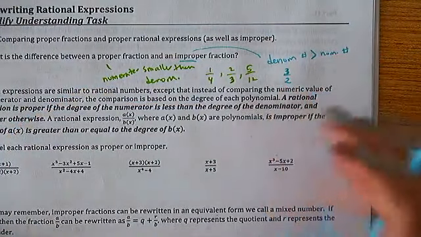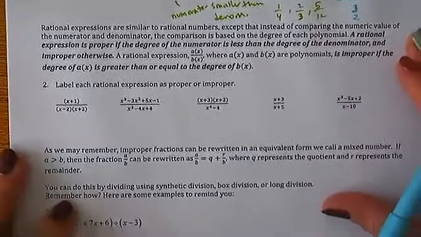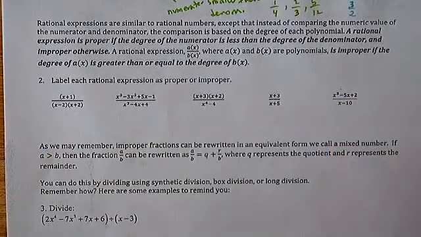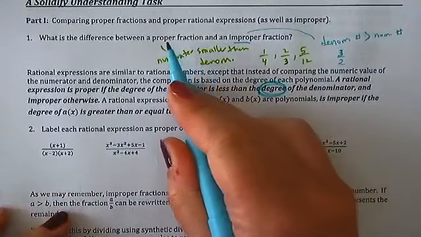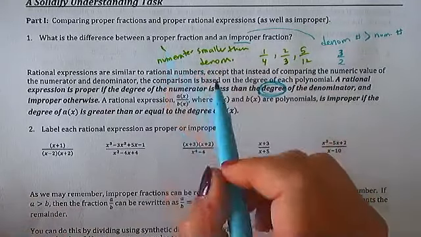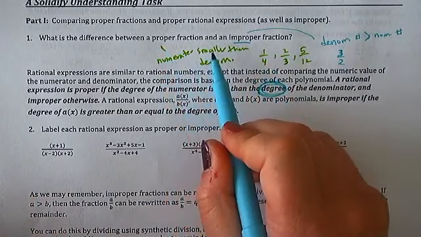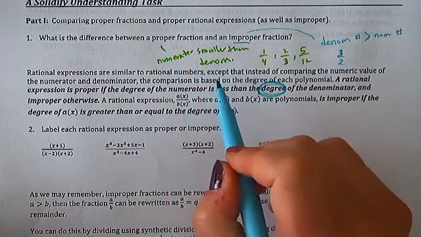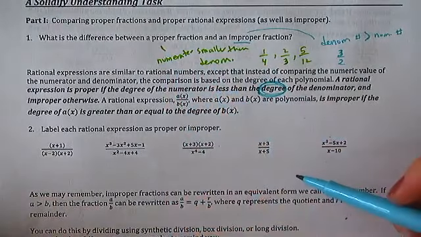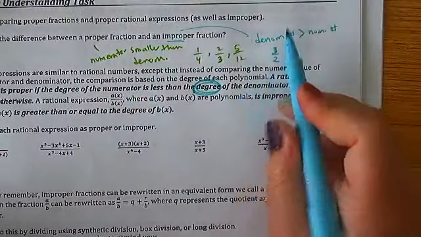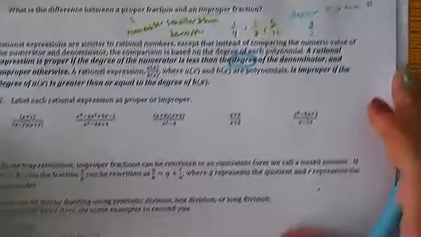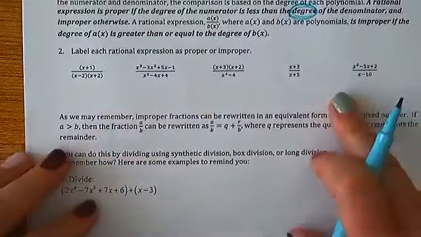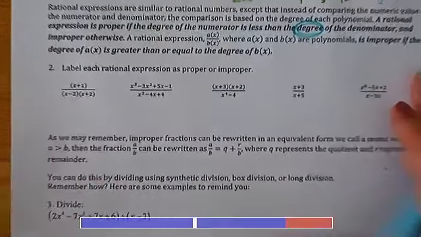So we can apply that same kind of concept to rational expressions. So the way that we do that is we look at their degree. So for a proper rational expression, if the numerator degree is smaller than the denominator degree, it's proper. And then for improper, if the numerator degree is bigger than the denominator degree, then it is improper. So let's kind of go through all of these, and then we'll be able to move on to 4.5, okay?